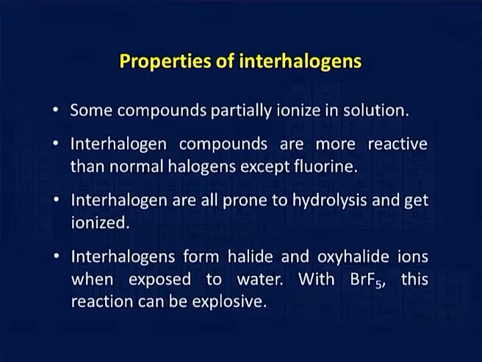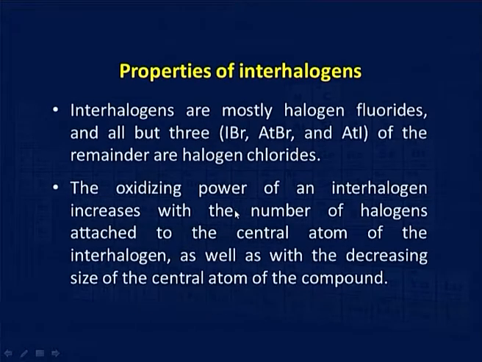The interhalogens form halide and oxyhalide ions when exposed to water. With bromine pentafluoride, this reaction can be explosive. The interhalogens are mostly halogen fluorides, and all but 3, iodine monobromide, astatine bromide and astatine iodide, of the remainder are halogen chlorides.